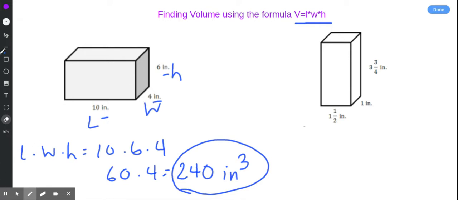Okay, now when I go over to here, it's a little bit different because I'm dealing with mixed numbers. I'm still going to label length, width, height, and I'm still going to multiply length times width times height. Okay, but when I have mixed numbers, I would first try to see if you can turn them into a decimal. If they easily turn into decimals, then you can plug them into your calculator and you're good to go.